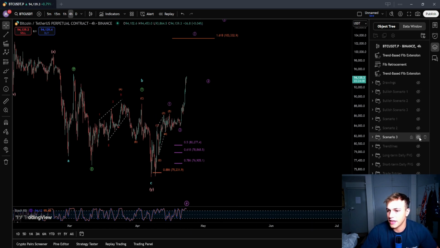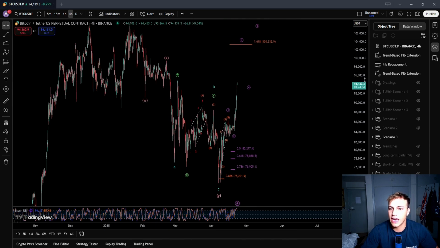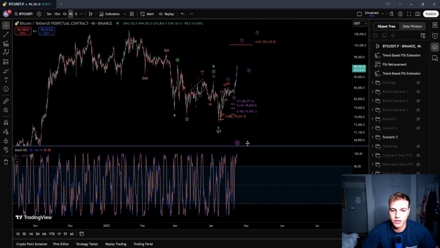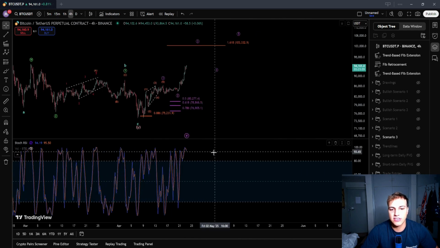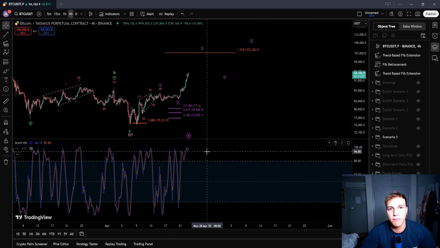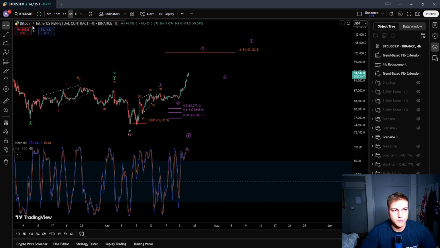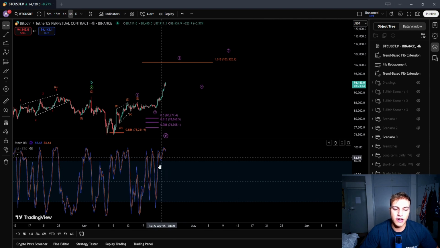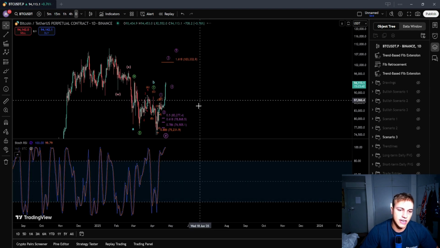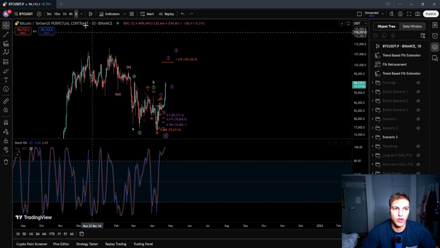Then, why I say this is unlikely as well: if we take a look at the RSI currently, the RSI is sitting very, very overbought. We've been overbought since the 21st of April. It's now the 23rd, so for the last 3 days we've been overbought. If we look at the daily time frame, we have also been overbought on the daily.